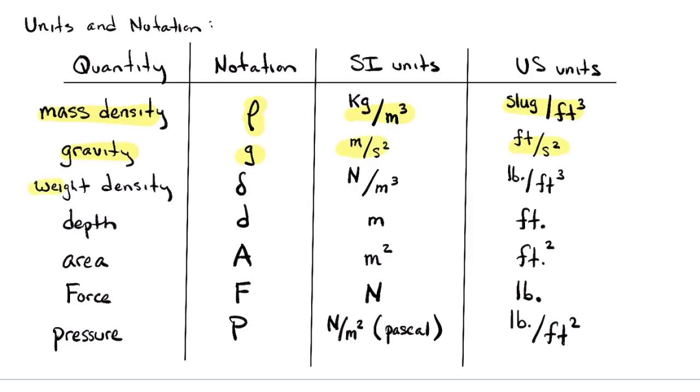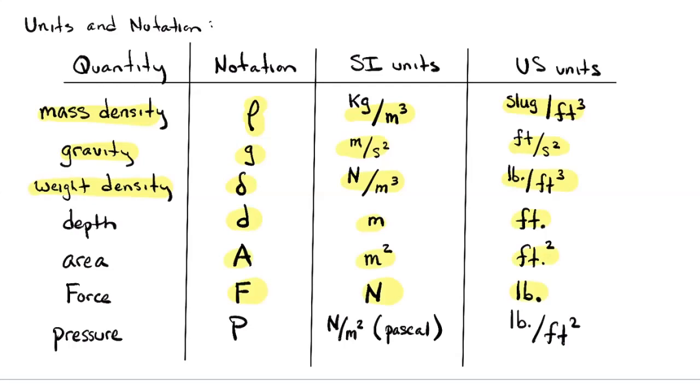The weight density of an object, which is gravity times its mass density, the book denotes by the lowercase letter delta. Its units would be newtons per cubic meter or pounds per cubic foot. The depth of our object, the book denotes by D, D for depth. In SI, it's measured in meters. In the US system, it's measured in feet. Area, capital A, is in meters squared or feet squared, depending on the unit system. Our forces, capital F, are in newtons or pounds, depending on the system.